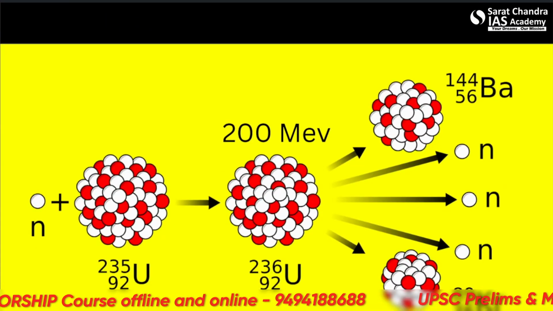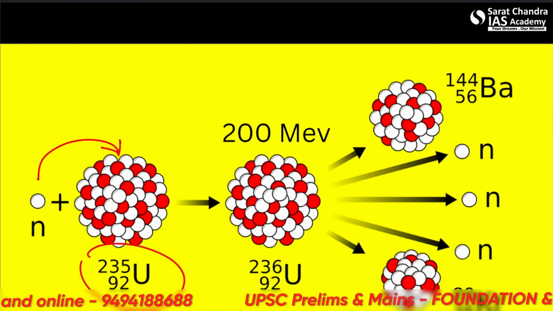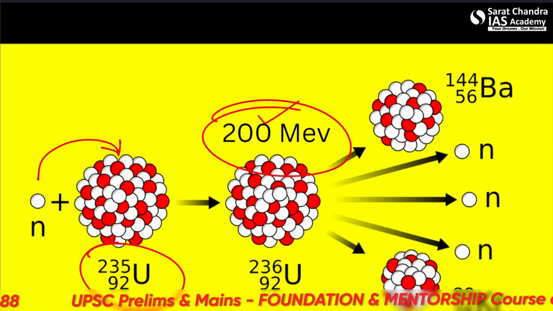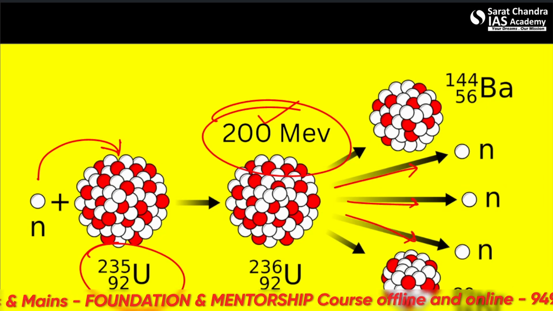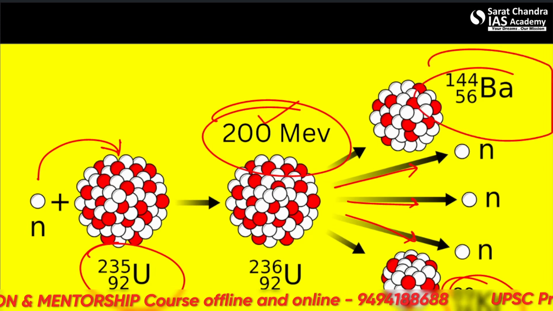Let's come here and see. So this is a neutron. We bombard it upon the uranium-235 nucleus, it releases 200 mega electron volts of energy and disintegrates into 3 neutrons. And this is krypton and barium.